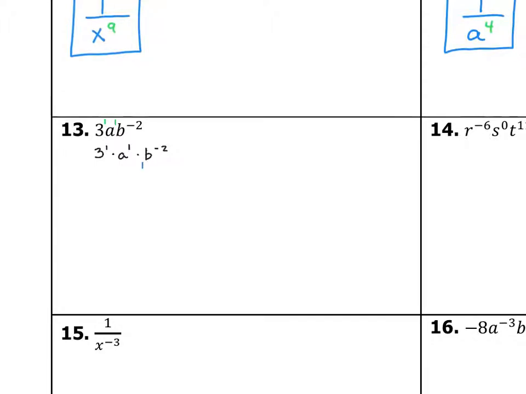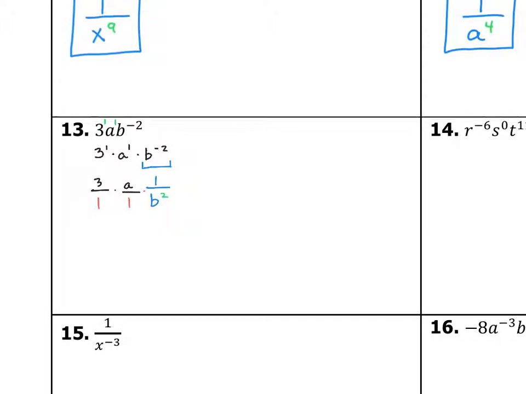So I need to rewrite this power, b to the negative second, with a positive exponent. So that would be 1 over b squared. The 3 and the a I'm going to leave alone. I can write them as 3 over 1 times a over 1, if I would like to. And so that helps me see how this is all going to go back together. So I'm multiplying three fractions, 3 over 1 times a over 1 times 1 over b squared.